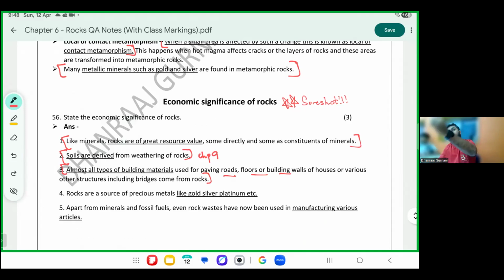Rocks are a source of precious metals. Look here, your question, like gold, silver, and platinum. Apart from fossil fuels, rocks are now used for manufacturing various articles also. Yes.